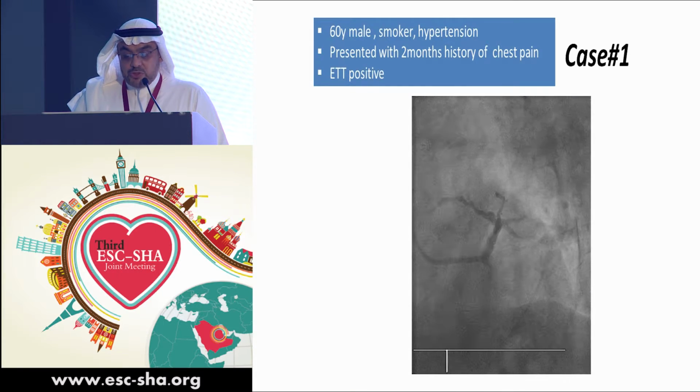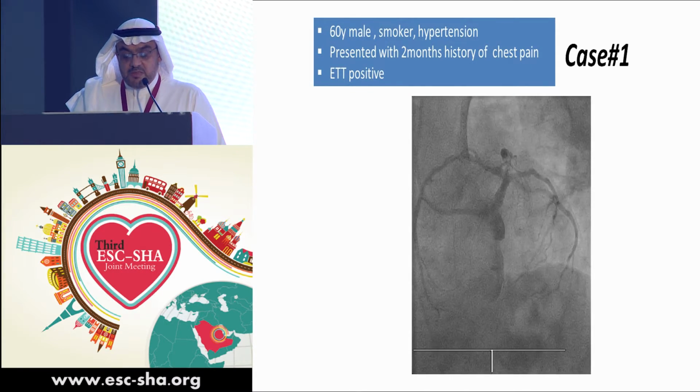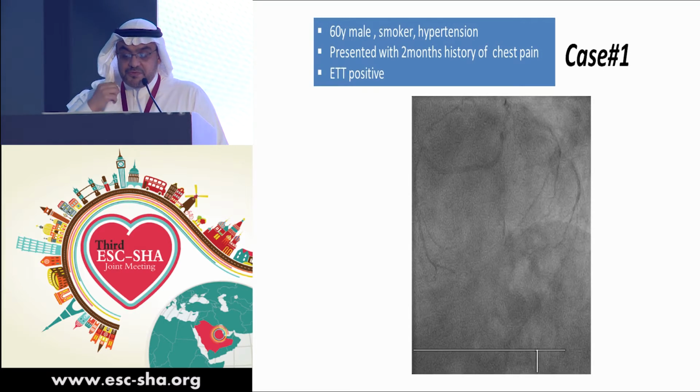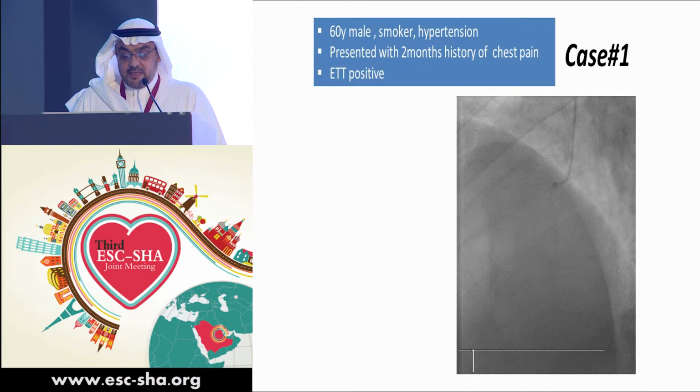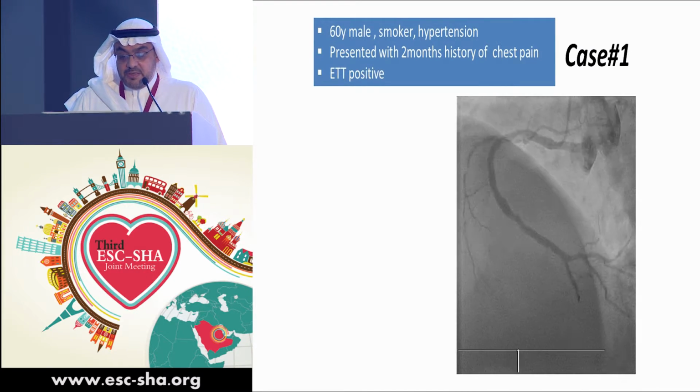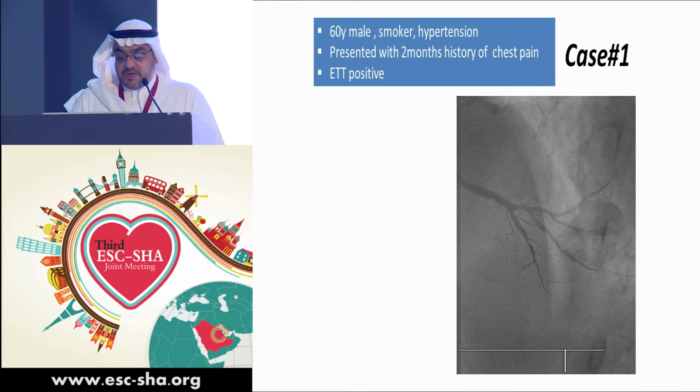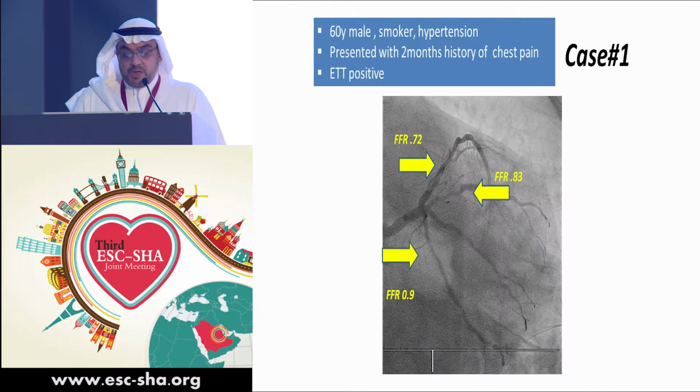This is another view showing the left circumflex. There is a proximal tight lesion angiographically. And the right coronary artery here has also some non-significant disease proximally. So we have a patient with multivessel disease with symptoms and a positive treadmill. We did an FFR on this patient. The FFR of the circumflex and the ramus was non-significant, and the right was non-significant. However, the most significant lesion was the LAD.